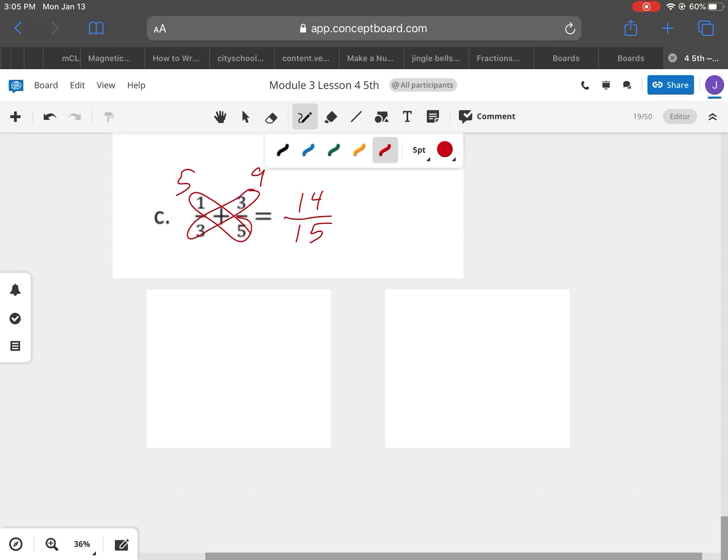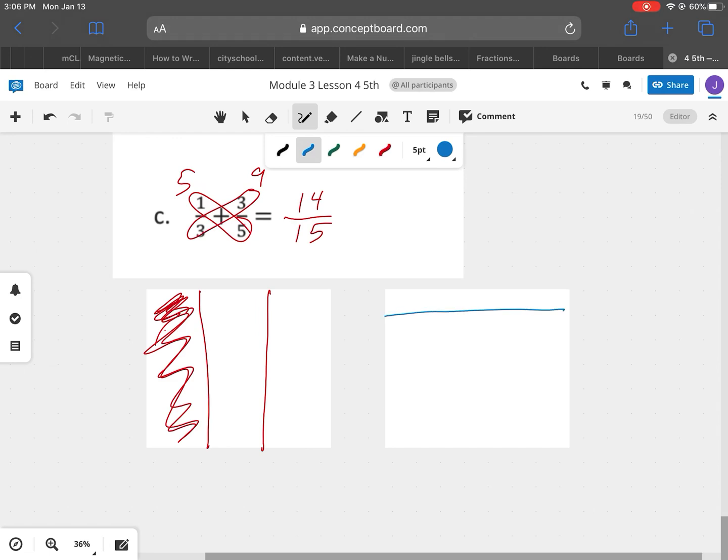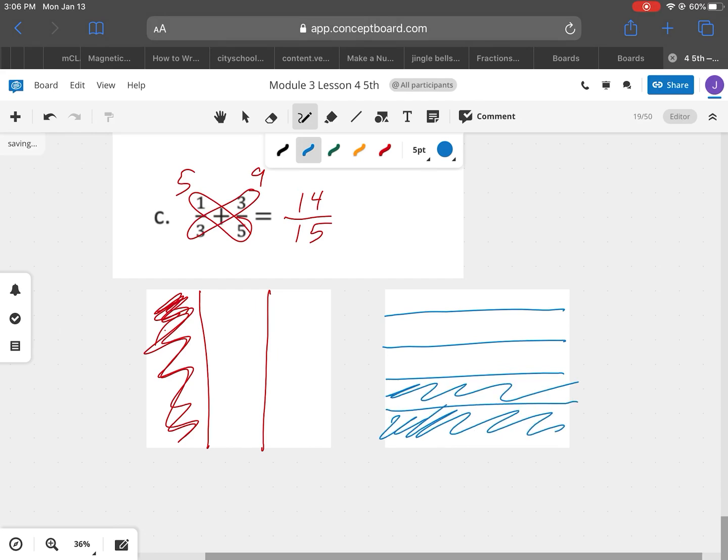So first what I'm going to do is my 1/3. Shade in 1/3 of this. Over here, I'm going to do my 3/5. Shade in 3 of these. All right, now I'm going to cut this into fifths. And that leaves me with 1, 2, 3, 4, 5, and that's 3 times 5, so that's 5/15, which is the number up here.